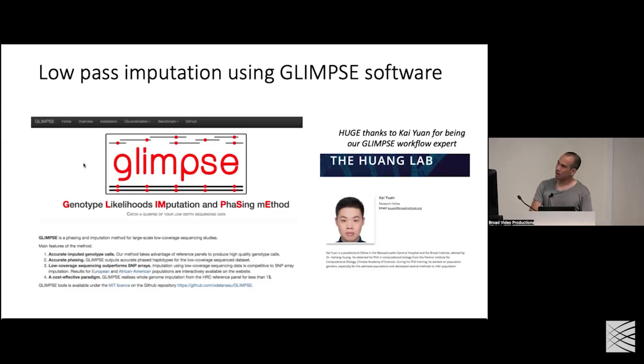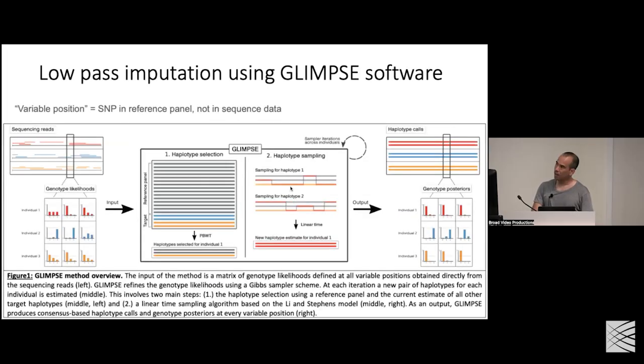So GLIMPSE had come out around this time. These are from the same people that made SHAPEIT and IMPUTE, and have a really strong track record of this stuff. And they recently came out with some low pass stuff that looked a lot better than some of the other stuff. Kai really helped me out during this development period in running GLIMPSE and getting things set up for that.